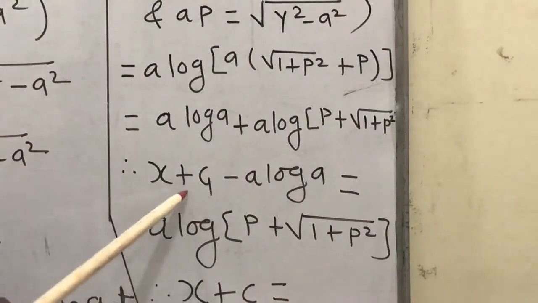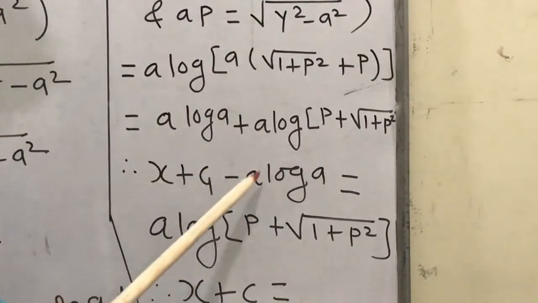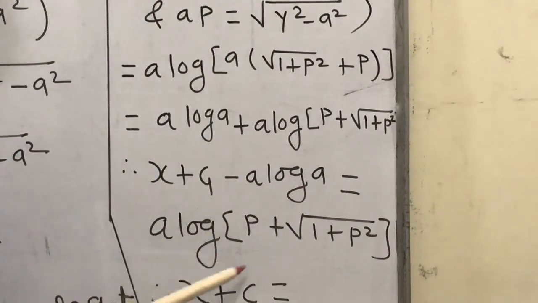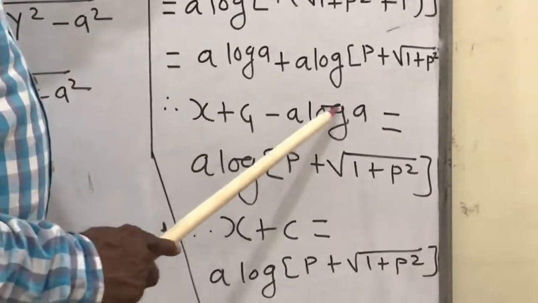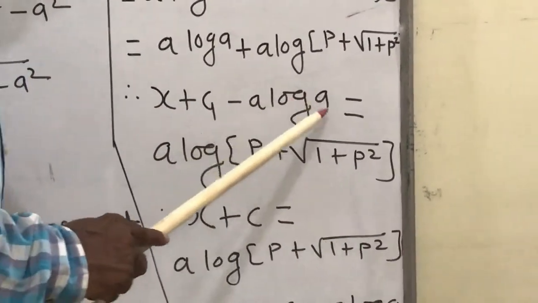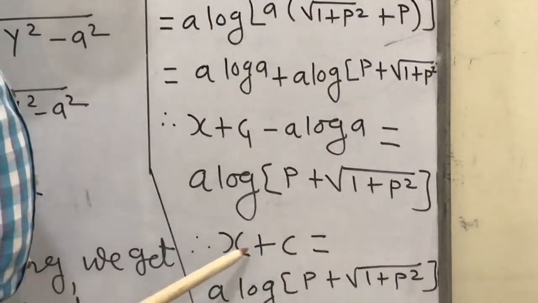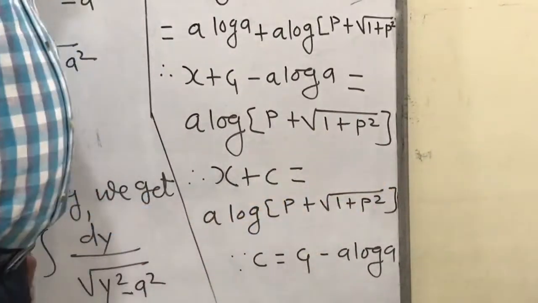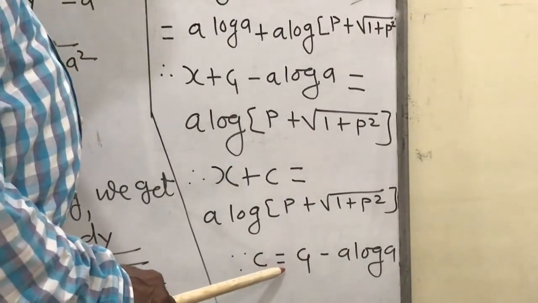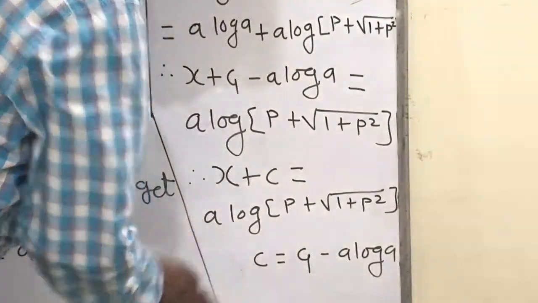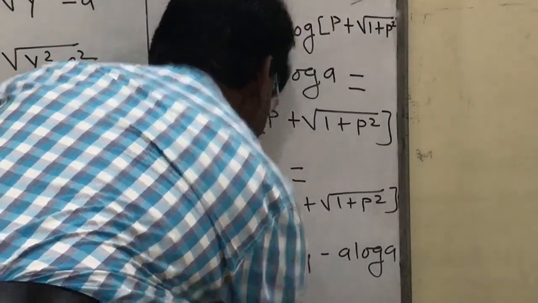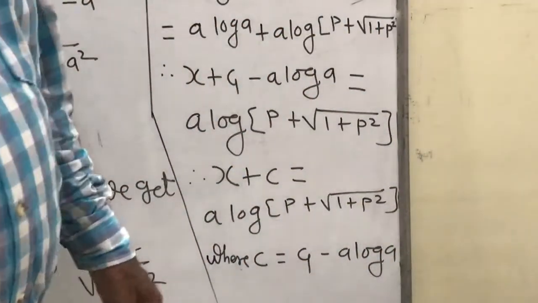Hence x plus c1, this a log a write in another side, so minus a log a which is equal to a log in bracket p plus under root 1 plus p square. c1 is constant, a log a is constant, so that's why c1 minus a log a is suppose c, then x plus c which is equal to a log in bracket p plus under root 1 plus p square, where c is equal to c1 minus a log a.